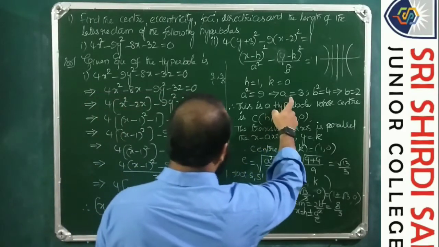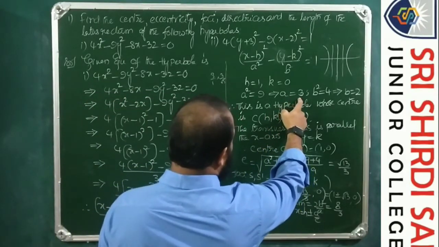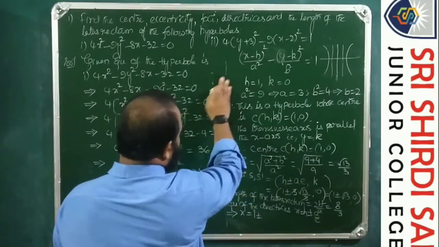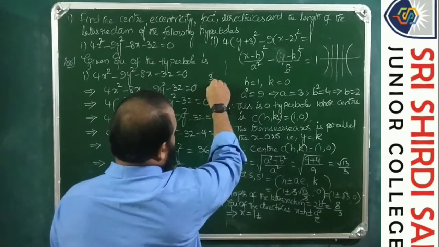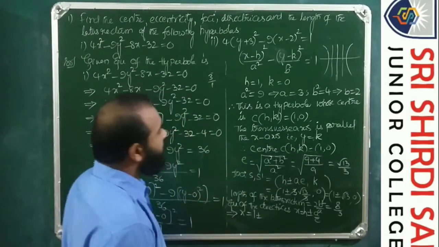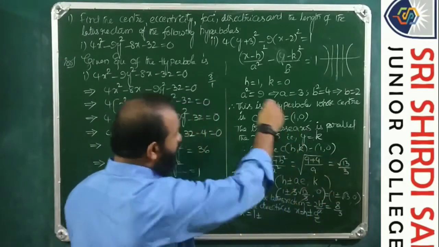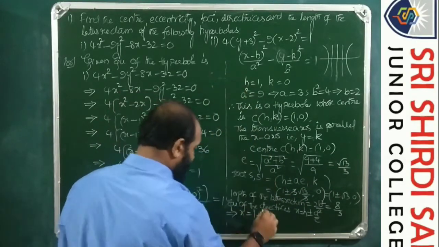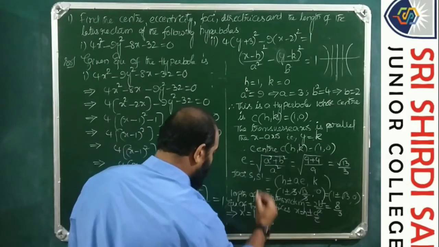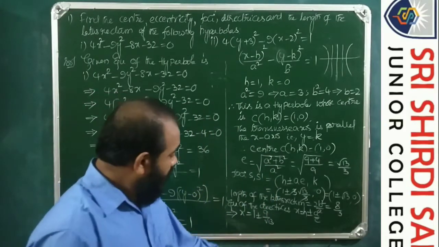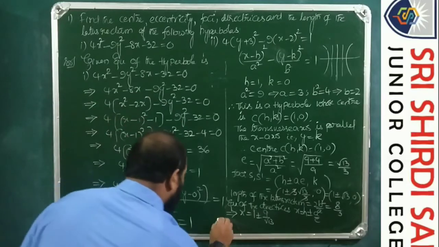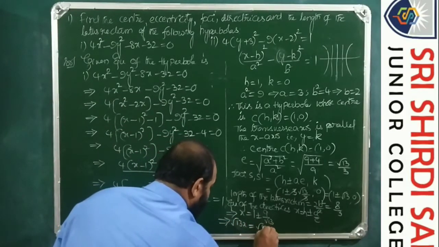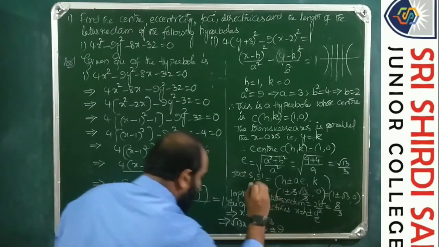a value is 3 by e value is, a value is 3 by 1, e value is root 13 by 3, it will be reversed, 3 by root 13. So 9 by root 13. So if you take an LCM here, root 13 x is equal to root 13 plus or minus 9.